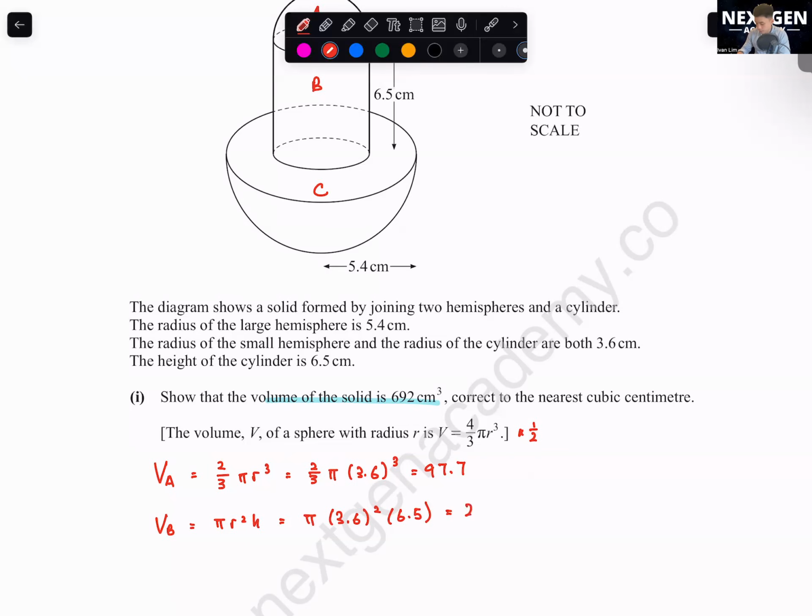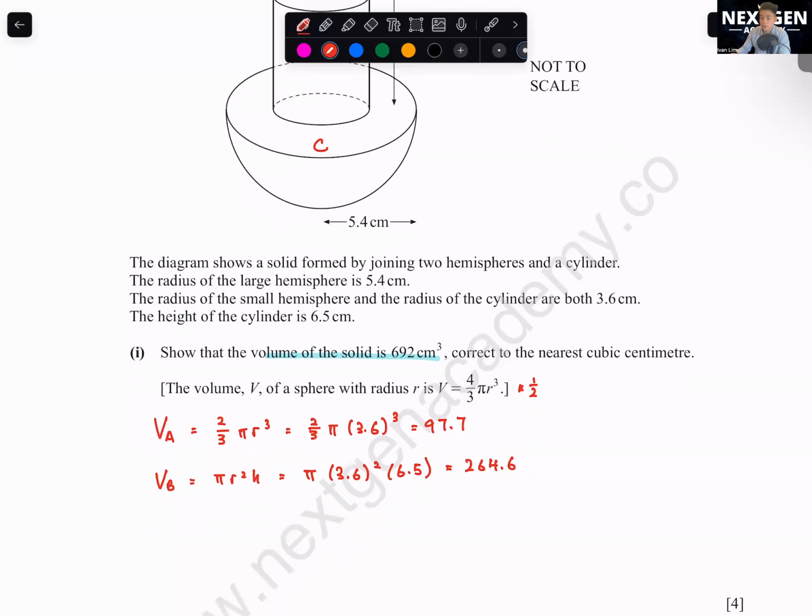Why did I multiply by half? Because it's a hemisphere, half a sphere. Sphere is one whole circle. You're only taking half the sphere. So this one is also a hemisphere, 2 over 3 pi r cubed. So here you will get 2 over 3 pi. My r right now is 5.4 cubed. So we'll get 329.8.